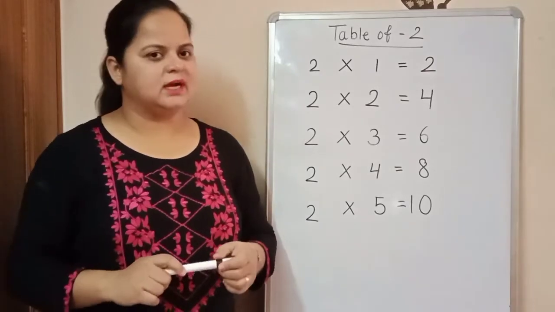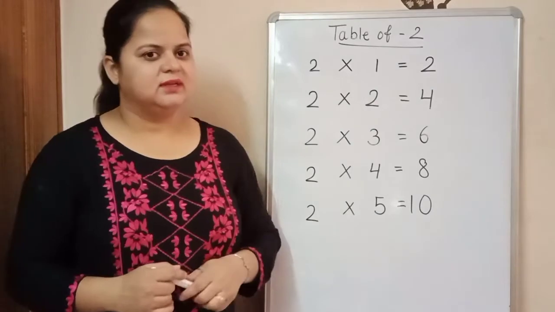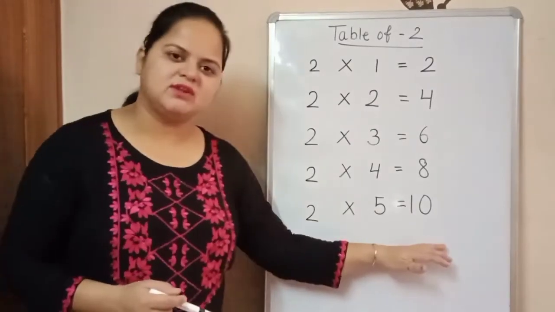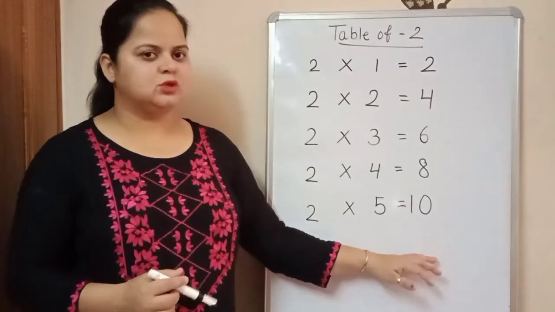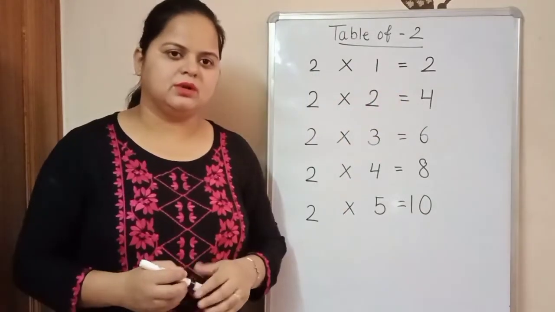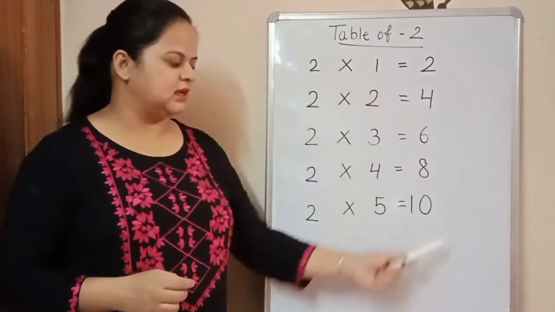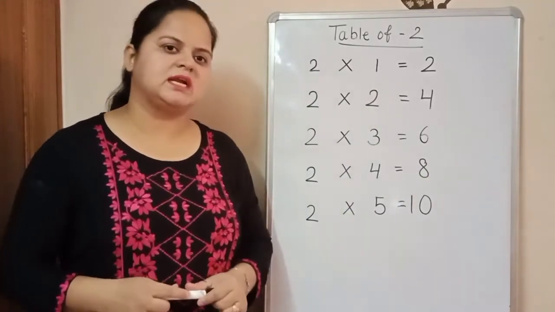I hope you all understand and learned the table of 2 till 5. Yes, up to 5 you all have learned. We will do the complete table of 2 in our next class. Okay. Again, repeat the table with me and after that we will start writing.